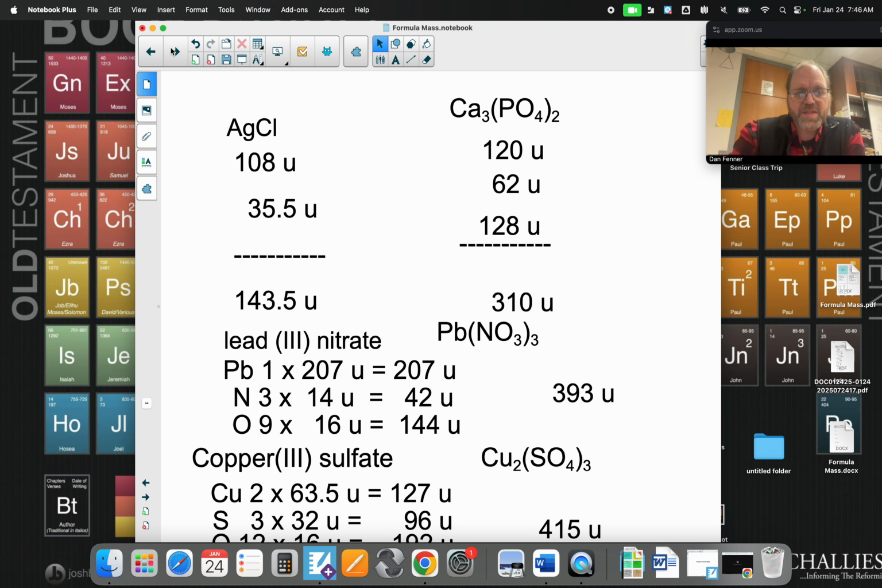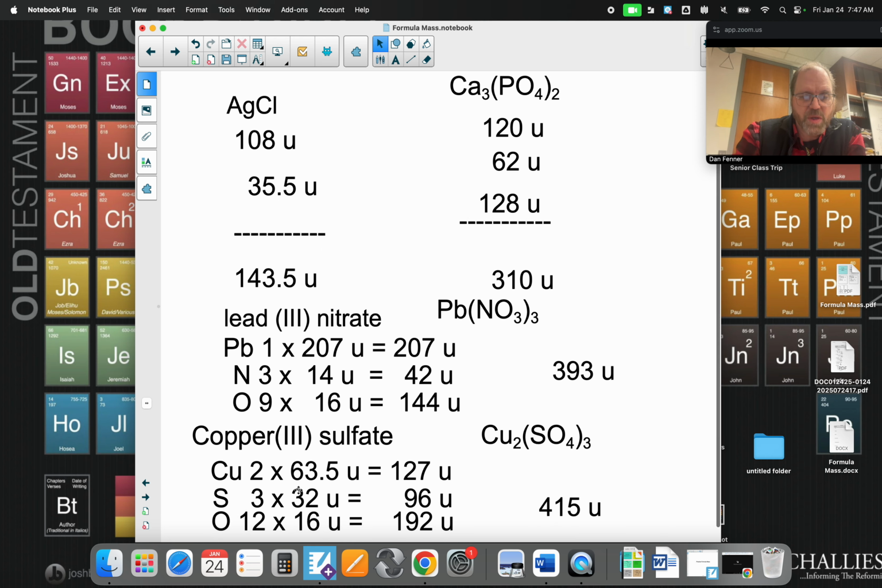So for the first one, the answer is 143.5. Remember, chlorine at 0.5. Number 2, the answer is 310U. Number 4, the formula is Pb(NO3) 3 times. So the answer is 393 U's. Remember, for the last one down here, copper is also 0.5, so it's 127, not 126. So the answer is 415U. All right, hopefully that wasn't too bad.